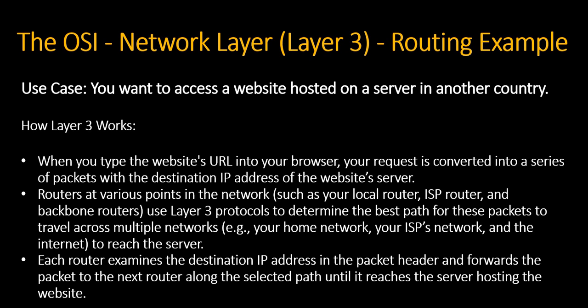Each router examines the destination IP address in the packet header and forwards the packet to the next router along the selected path until it reaches the server hosting the website. Simple. This is one example of routing. Whenever you hit a website in your browser, the packet will be converted. We will have a router in place, whether it's your home network or the Wi-Fi of your home office, etc. Using that router, the destination IP will be examined, and then the request will be sent on.